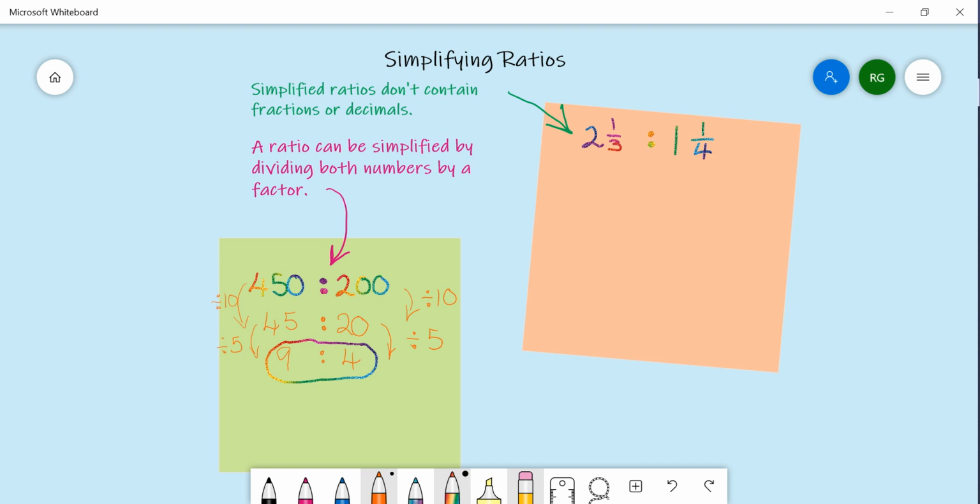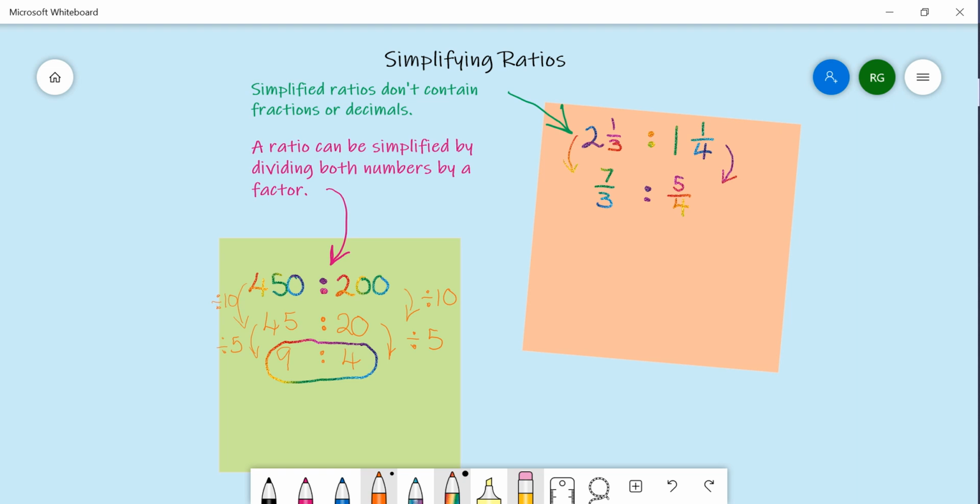If I look over to the right, this one becomes slightly more complicated. For me, my first part that I would try and sort would be to turn these mixed numbers that we have here, mixed number being a whole number with a fraction, into an improper fraction. So these become, as you will remember, 7/3 to 5/4. Now, that's our first part.